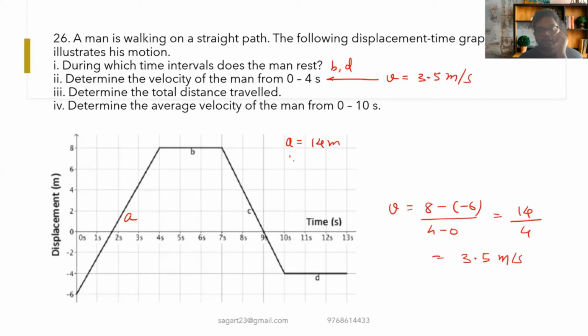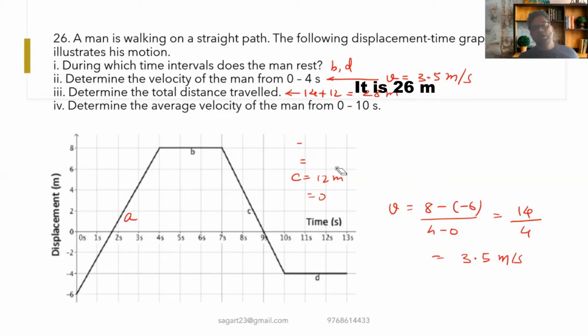In B, the distance traveled is 0. In C, how much is the distance traveled? Anyone? Yeah, this is 12 meters. And D again, it is 0. So therefore, the total distance traveled is 14 plus 12, that is 28 meters.